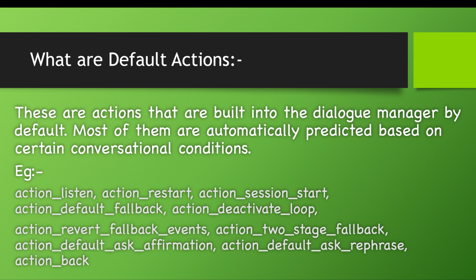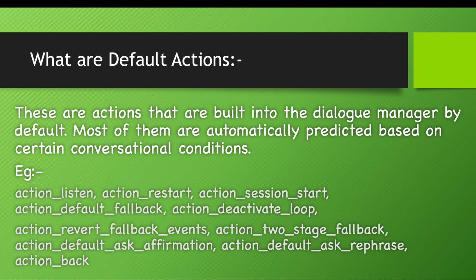Here are examples of certain default actions. The action listen is predicted to signal that the assistant should do nothing and wait for the next user input. The action restart resets the whole conversation history, including any slots that were set during it.